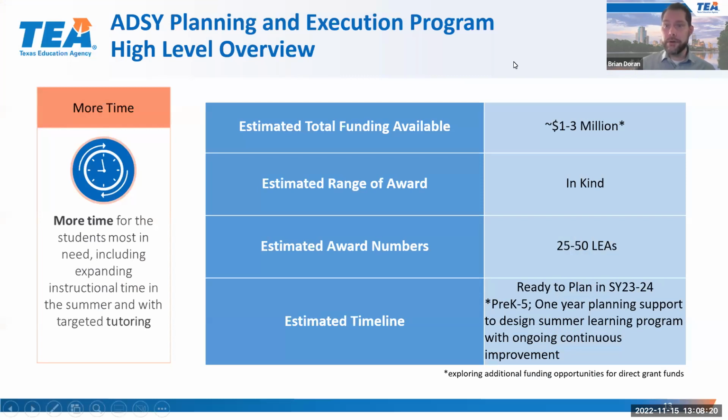So at a high level, this grant will offer anywhere from 1 to 3 million of estimated supports for districts. This is an in-kind grant, meaning this specific application process will be access to the program that I'm about to talk about, as opposed to a direct grant amount sent to your LEA. We're anticipating up to 50 LEAs, but anywhere from really 25 to 50 LEAs for that award, depending on capacity. And then from an estimated timeline, this would mean you would undergo a planning year in the 23-24 school year with implementation of your first summer program in the summer of 2024.